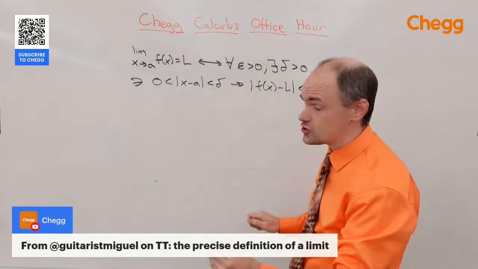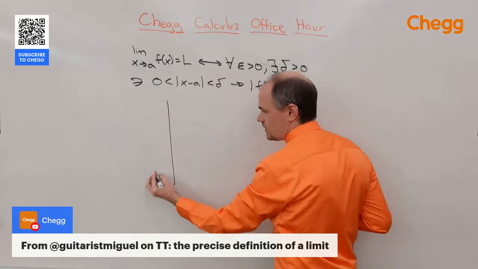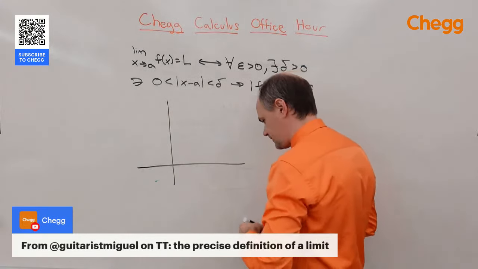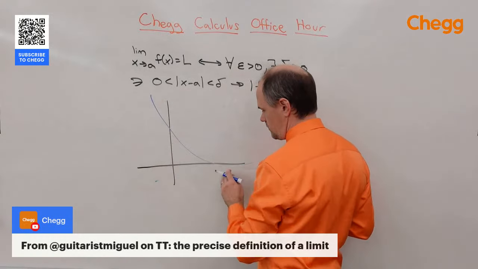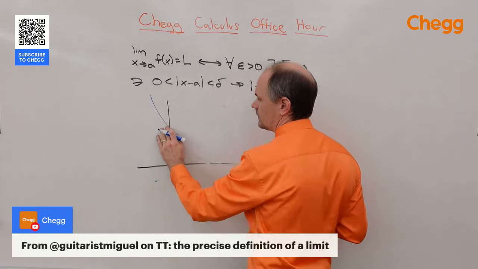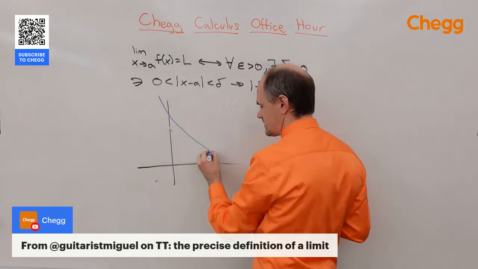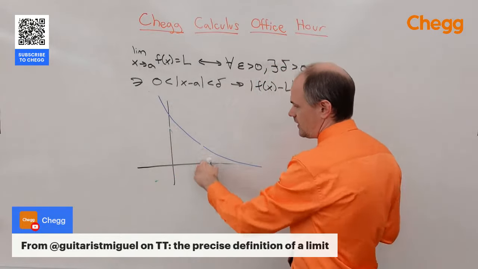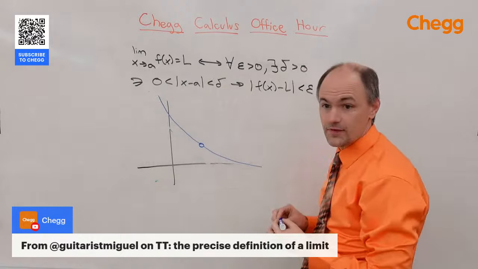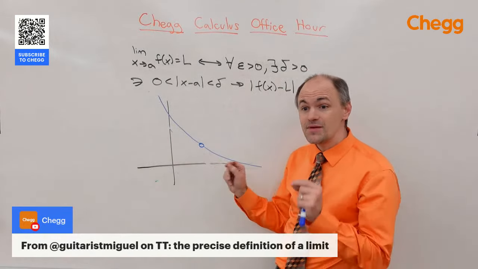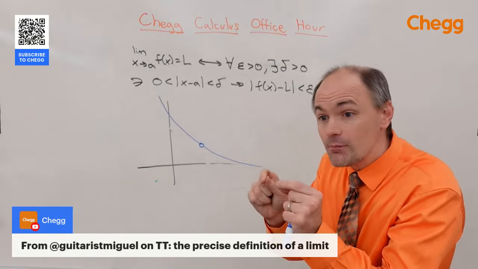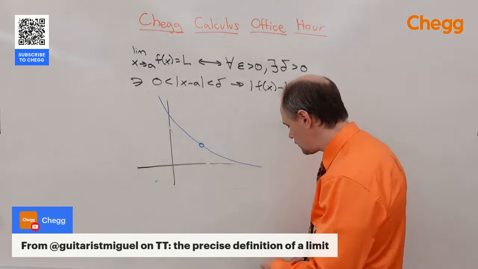Let me draw a picture, show you what I mean. So I've got a picture here. And here is some curve. Let's say there's my curve. And right here in the curve, there's a hole in the curve. The limit at that point we know is that y value because the limit doesn't care what's happening at the point. It just cares what's happening close to the point.